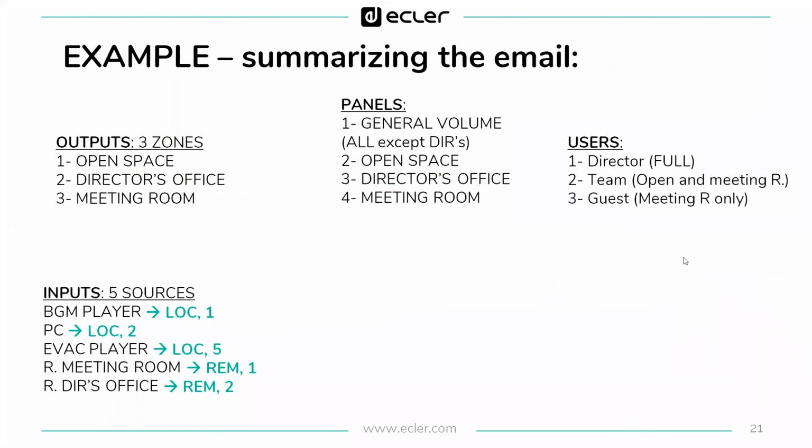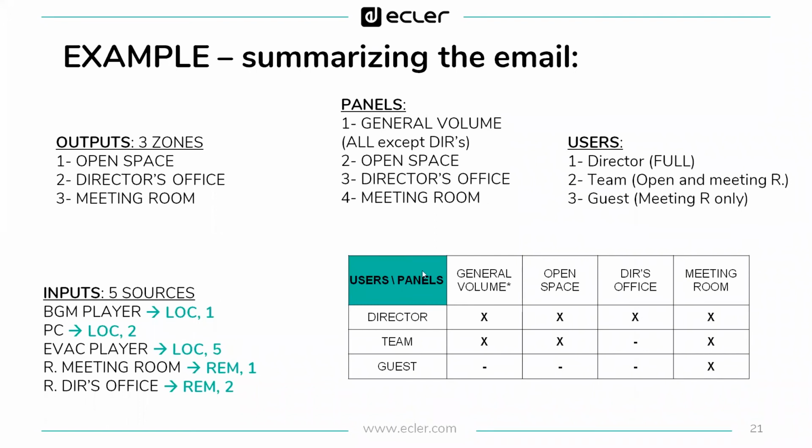we're done. Actually, this table will also help in seeing which user can see which panel. Okay, general volume. These are the panels: open space, director's office, meeting room, and the user. So this user can see all of them. Guest user can only see the meeting room. Okay, doing a table like this may also help when configuring the hub.